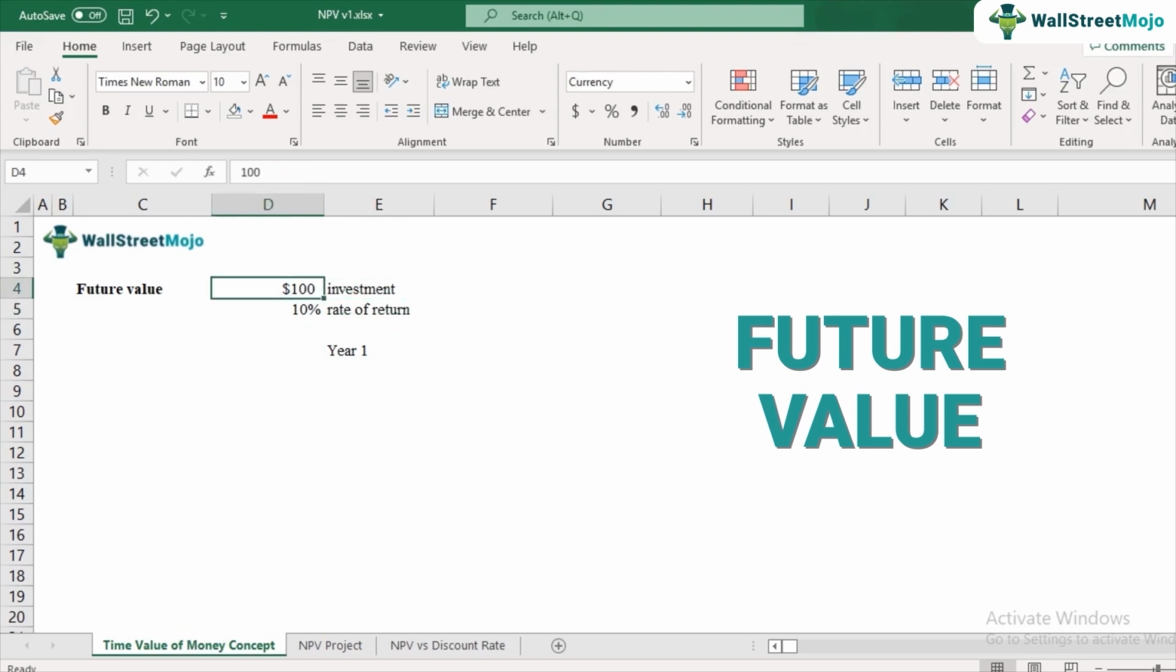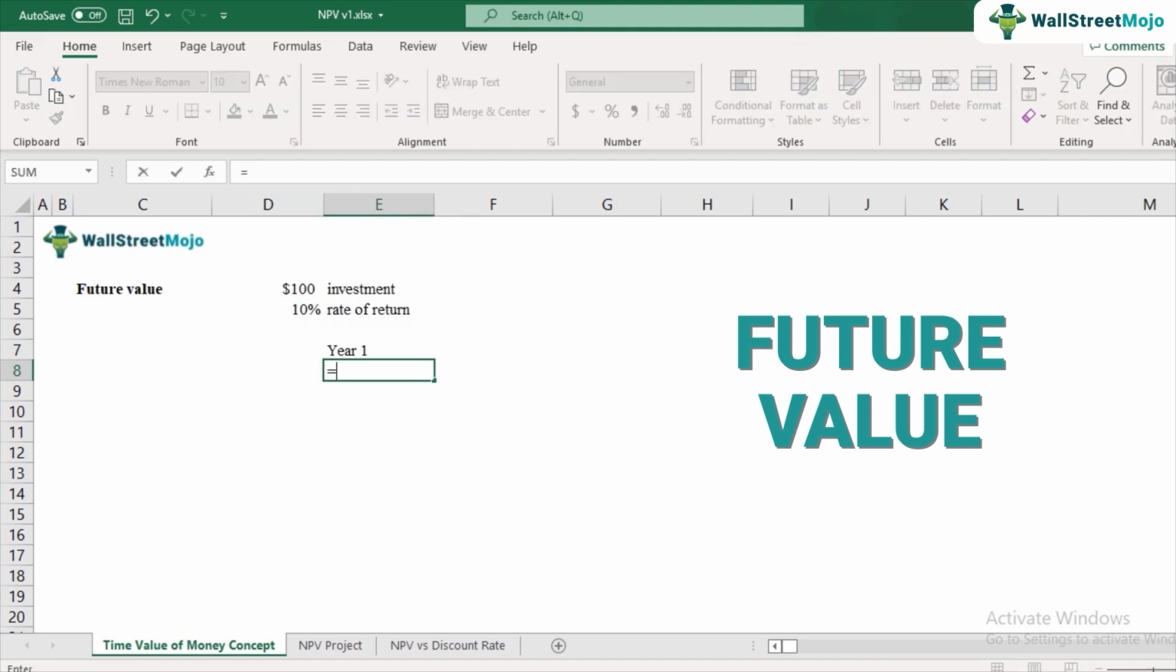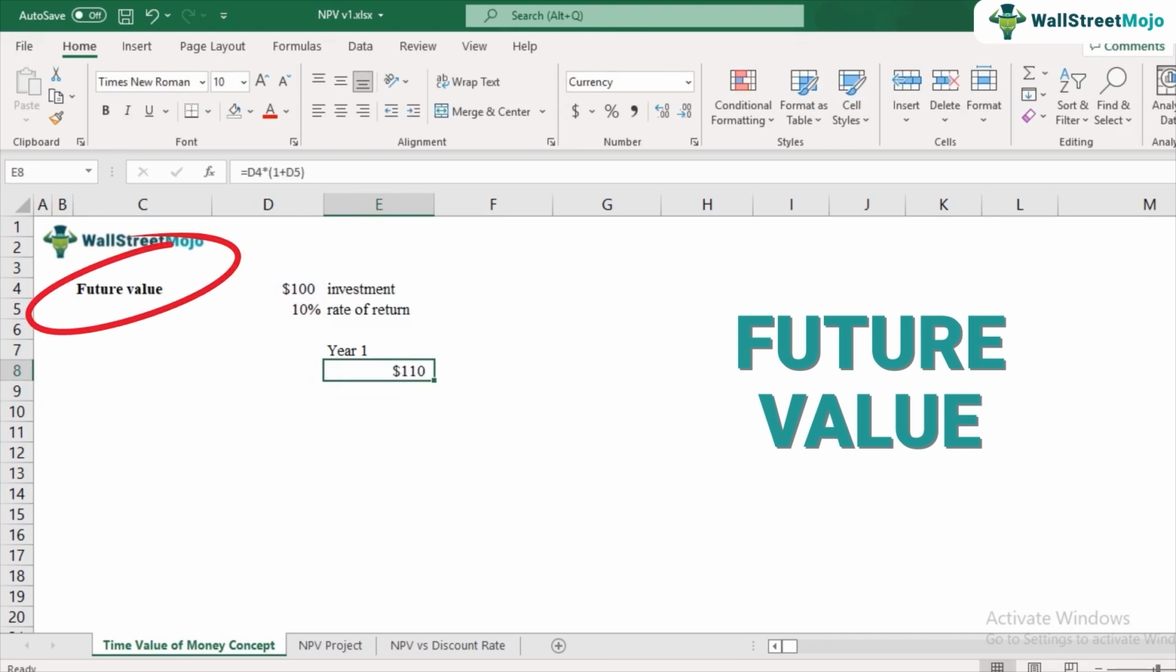So if you invest $100 today at a rate of 10%, the value will be 100 plus that 10% over 100, right? So by way of formula, the way we write this is equal to $100, that is D4 here, multiplied by bracket 1 plus 10%. So essentially what we are doing is we are multiplying the original amount by that 1 plus 10%, that is 1.1. So that will be your future value. Okay, so that is at the end of year one.